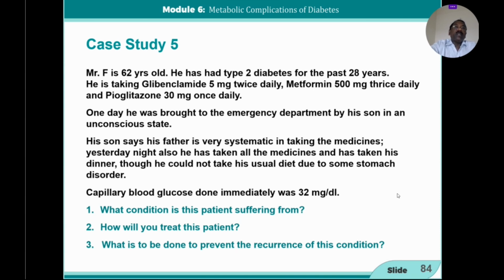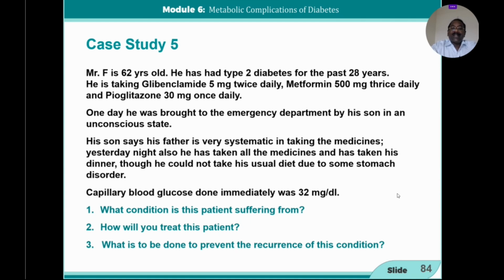So what condition is this patient suffering from? Hypoglycemia, but not adrenergic hypoglycemia. So that word you should tell at this juncture. Which hypoglycemia? Neuroglucopenic hypoglycemia, not adrenergic hypoglycemia. Adrenergic hypoglycemia patients don't come to the emergency department. They know they are having the symptoms and they correct themselves by taking some sweet. But this is neuroglucopenic hypoglycemia. The patient is in a comatose condition, brought to the hospital by family members or friends. So how will you treat this patient? With IV fluids, 20% dextrose.